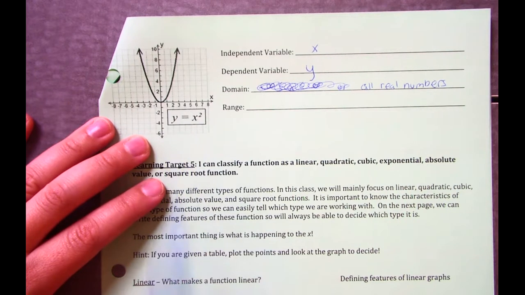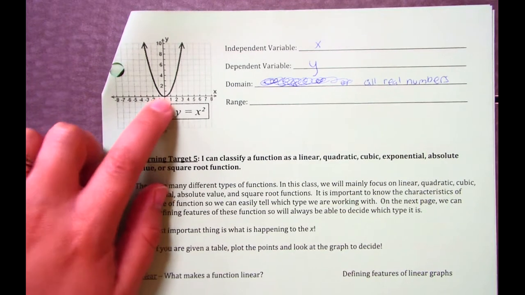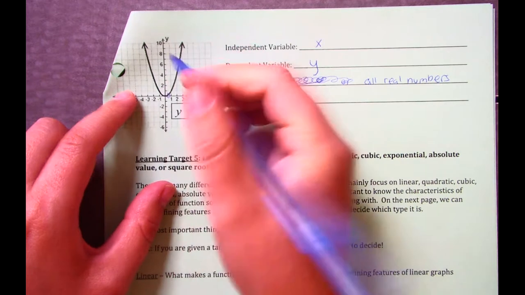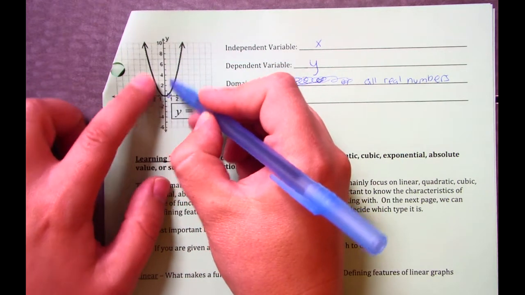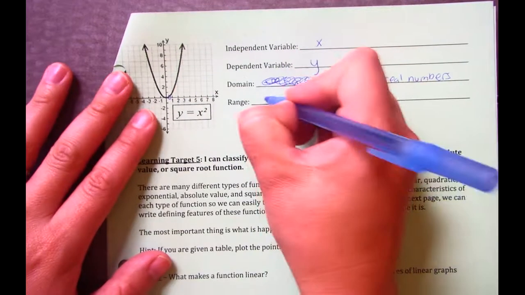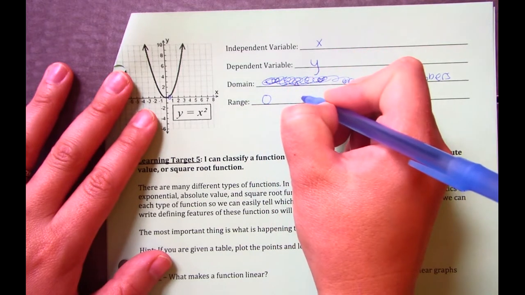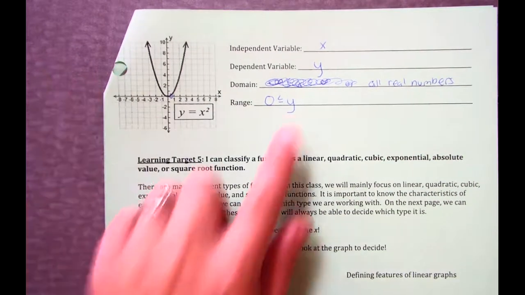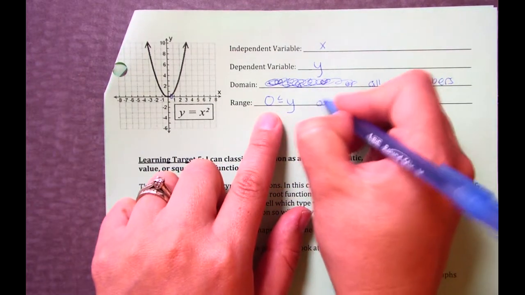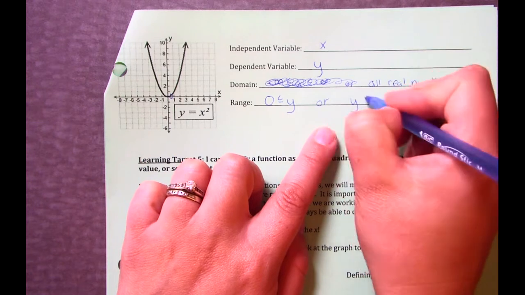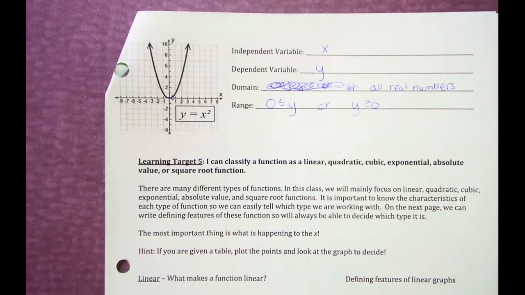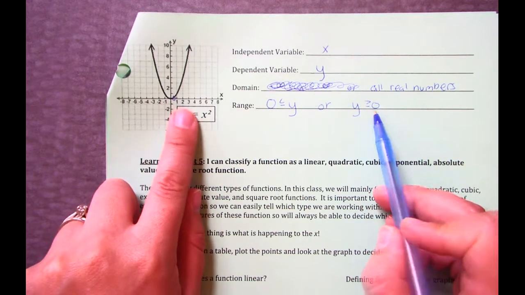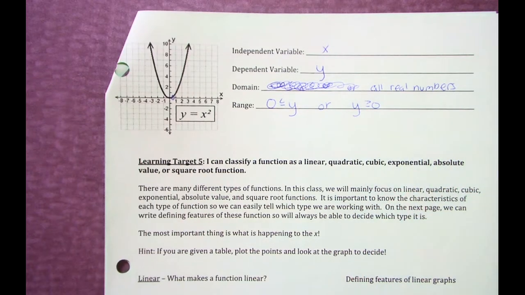Now the range does have a starting point. It starts here at 0. It doesn't go below 0. So this is y equals 0 right here. It starts at 0, and it just goes up. So it has a starting point. There is no ending point. So we're just going to say the first half. So all the y's that are bigger than 0, or you could write it like that. All the y values that are greater than or equal to 0. Everything bigger than 0 is the range.